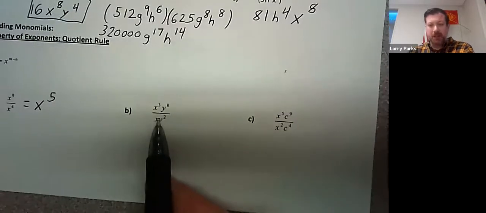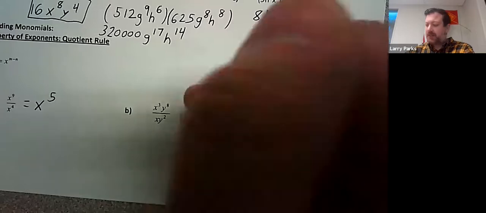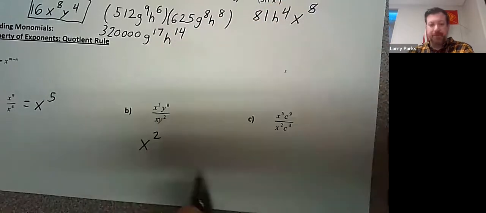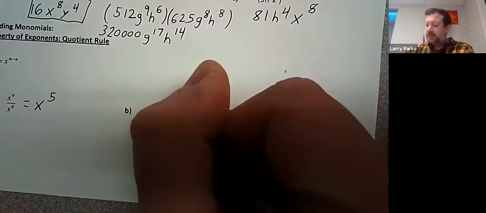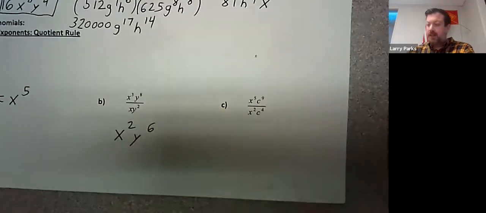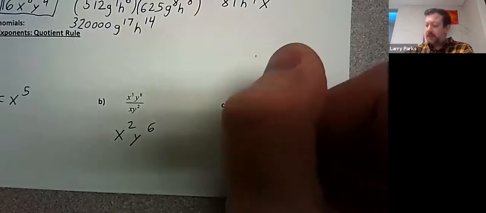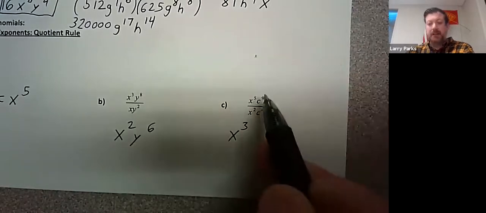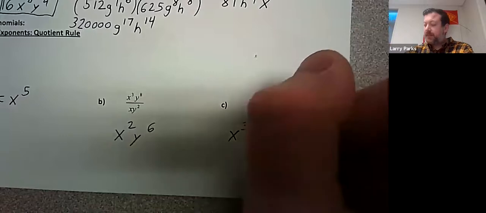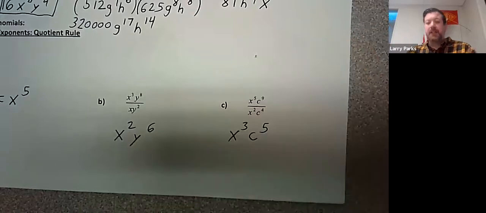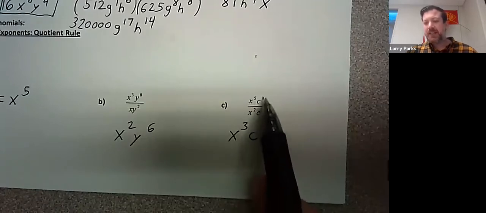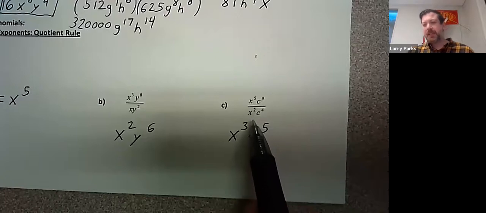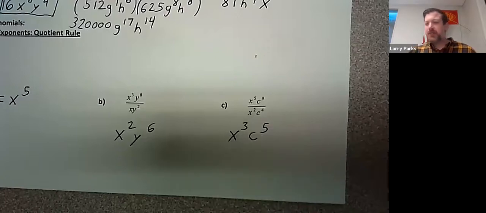3 minus 1, because that's x to the 1, that's x squared. 8 minus 2 is 6. 5 minus 2 is 3. 9 minus 4 is 5. The only thing I ask is that you make sure that you can't combine the C's. If this was a C and this was a D, you couldn't subtract. They have to be the same base. Okay, so that's what you do when you have division.